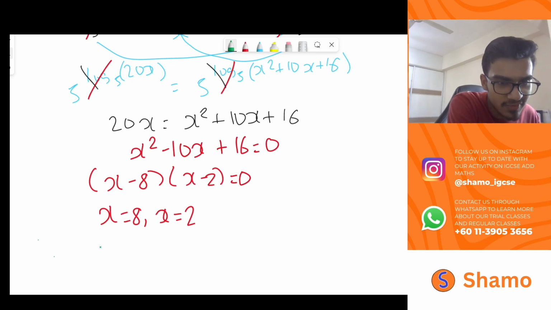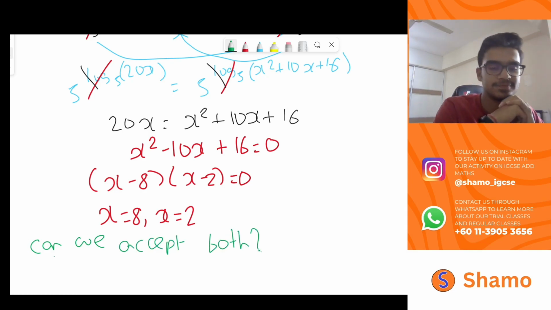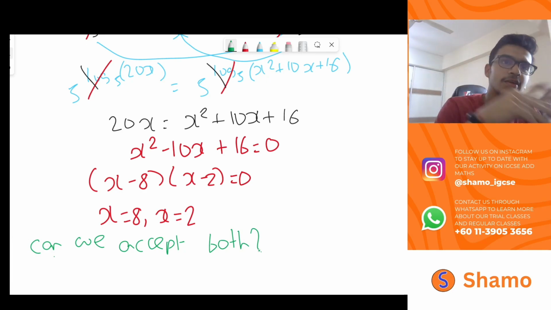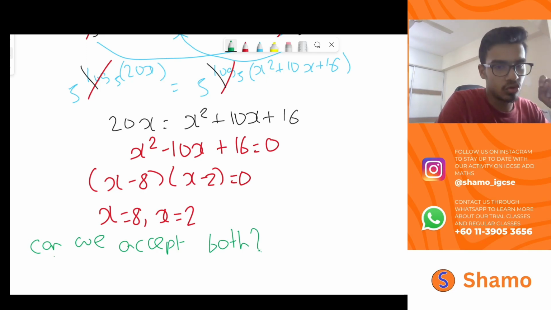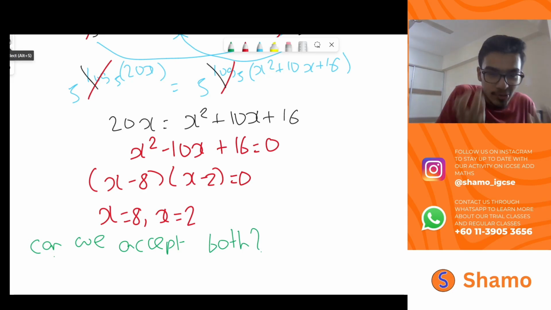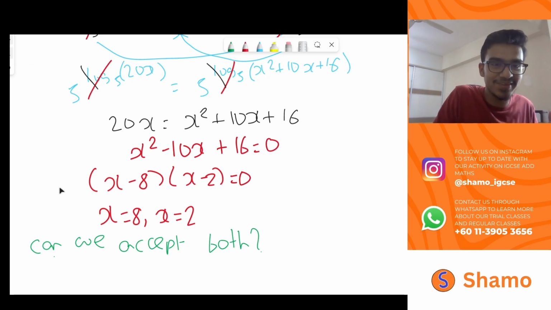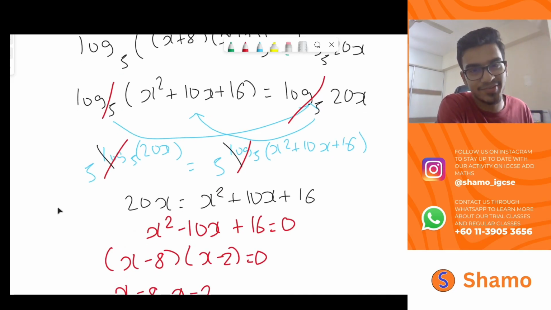Can we accept both answers? x equals 8, x equals 2, both are positive, right? So technically we should be able to accept, right? Because x has to be positive. No, x does not have to be positive. Now you'll be like, huh, just now you told me x has to be positive. You're contradicting my statement. Now I don't trust you. No, I never said x has to be positive. The argument has to be positive.